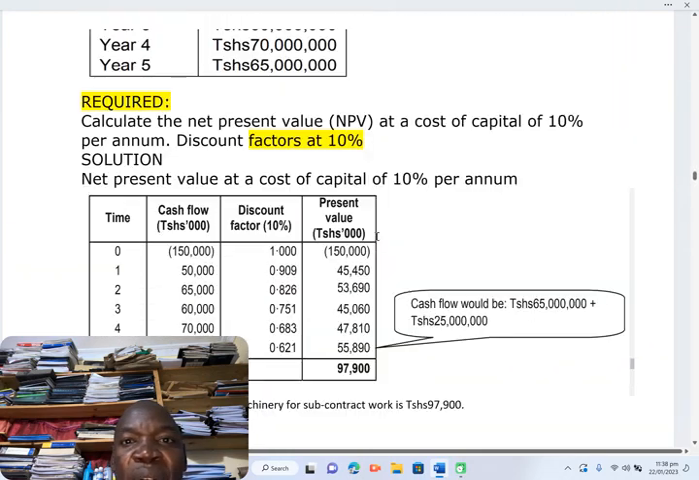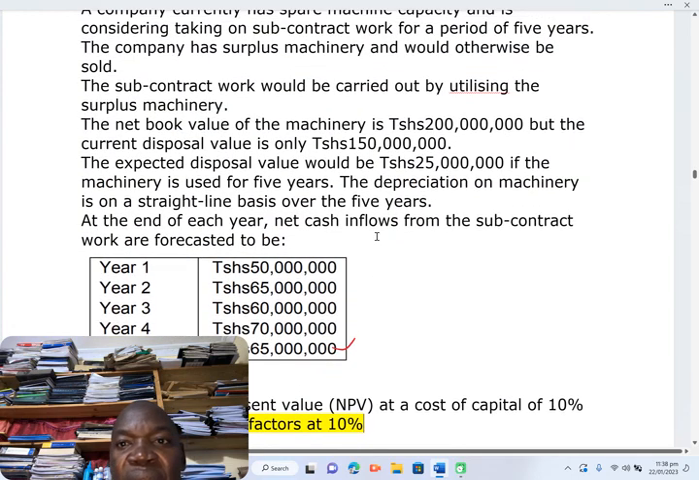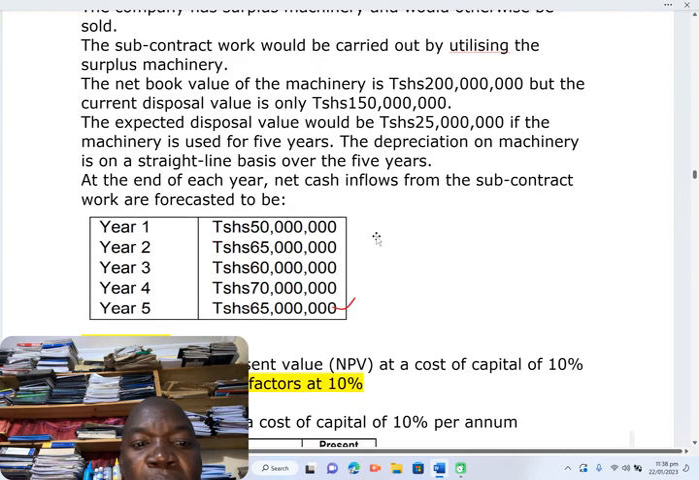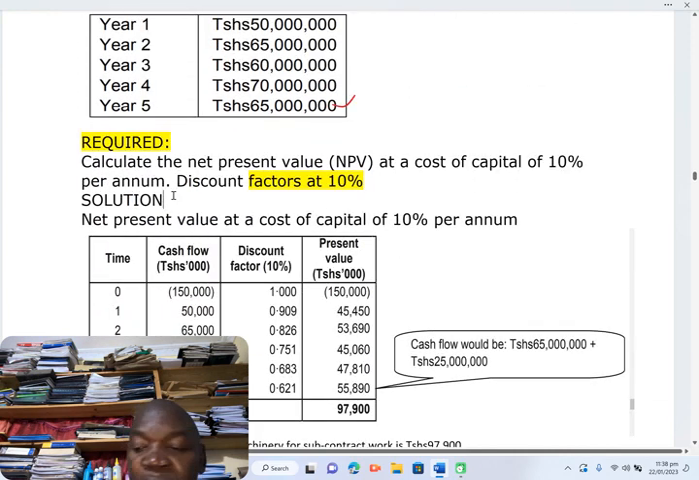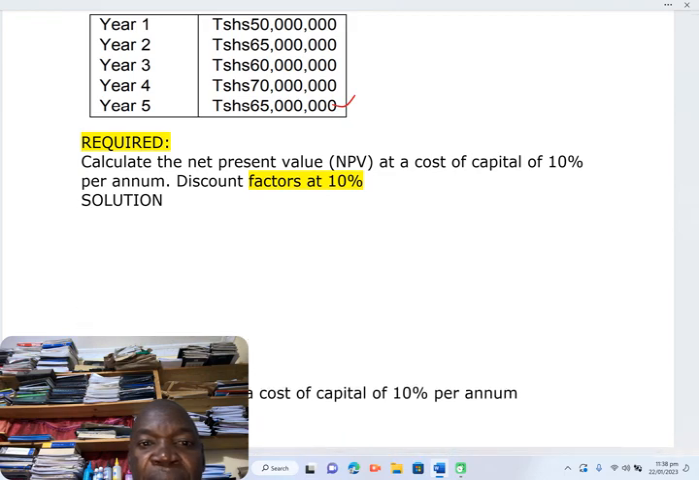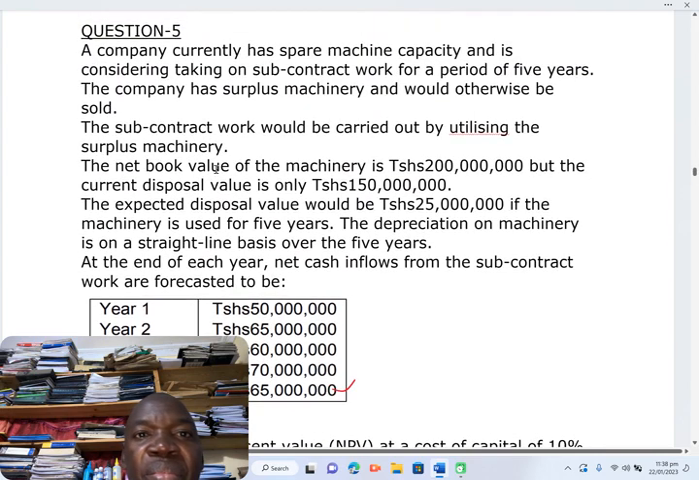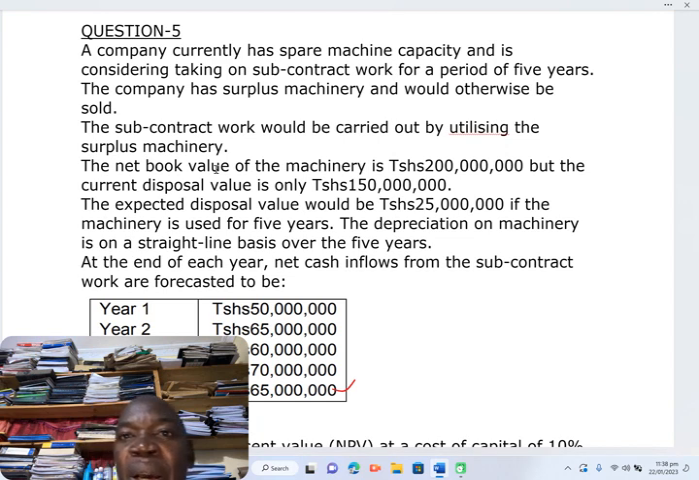Let me give some overview here so that you can understand how it works. So wait first so that I can put a demarcation here for you to handle this problem. What he's saying, the company is currently having a spare capacity and is considering taking subcontracting works for the period of 5 years. The company has a surplus machine and would otherwise sell it.